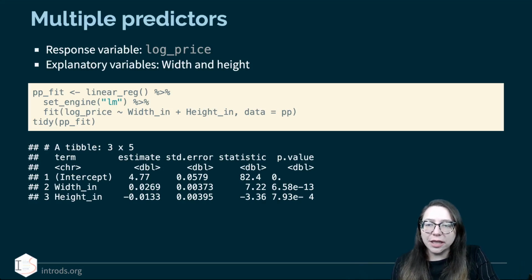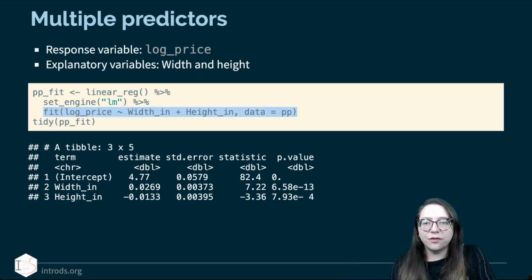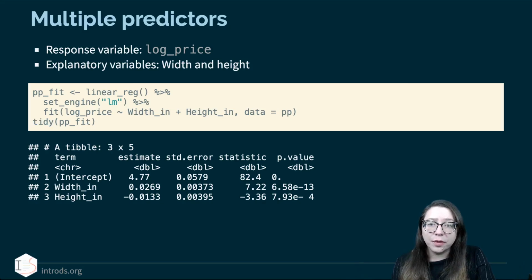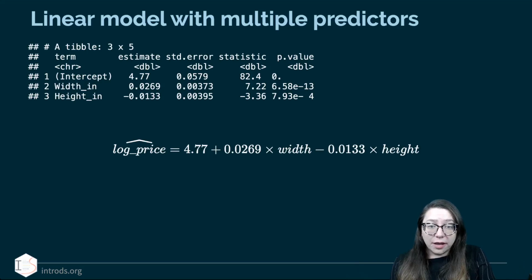So we're taking a look at this model, starting with, again, setting up our linear regression, setting our engine, and then finally fitting a model, predicting log price from width and height, which are both given in inches in our data set. And here's our regression output that we can get to using the tidy function in tidymodels. Let's take a look at this.